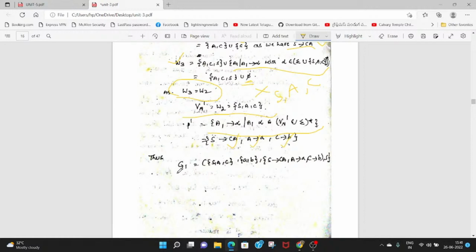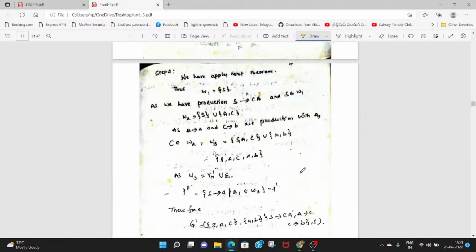So now this is your grammar. This grammar G1 consists of the variables S, A and C, the terminals a and b, the productions like this, and your start symbol here is also S. Right? And after that, in step 2, suppose we don't know whether we are left with any other variables.